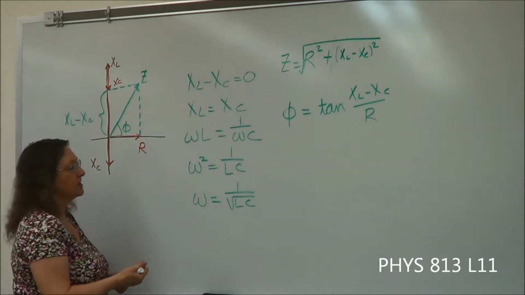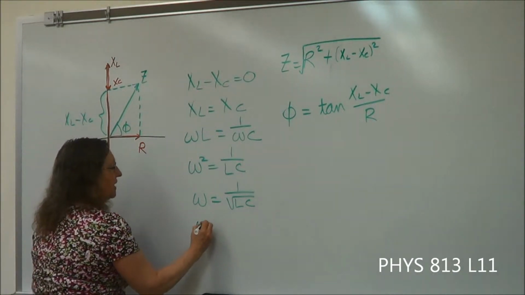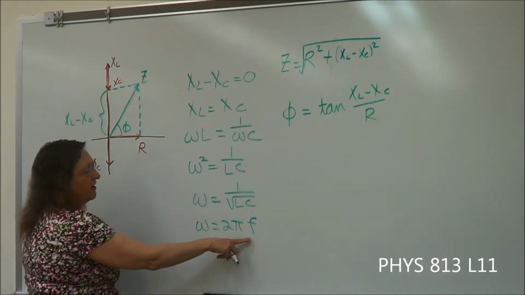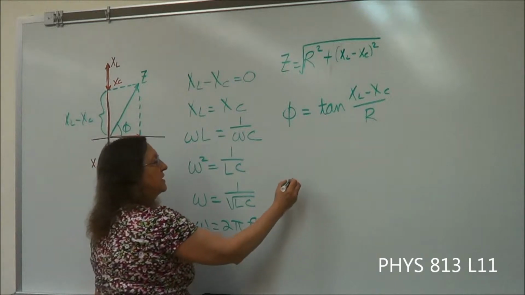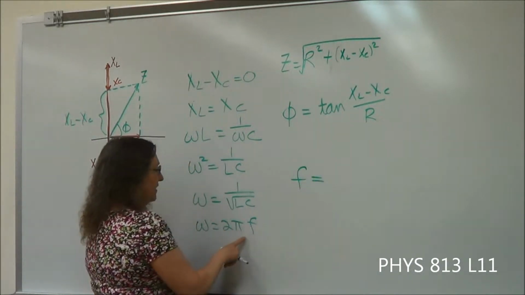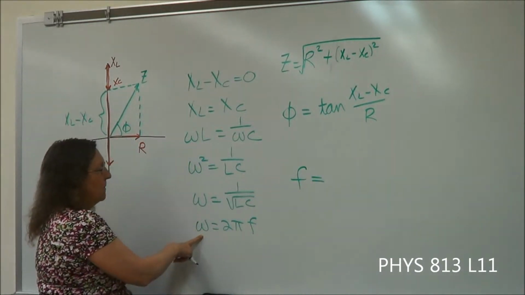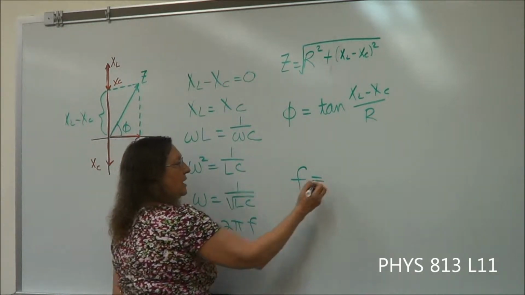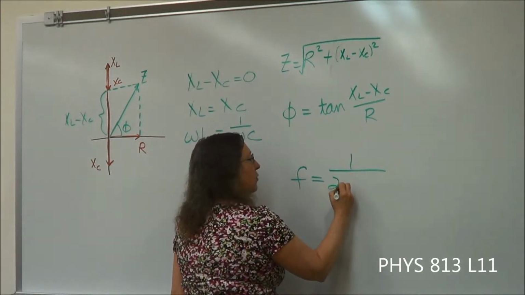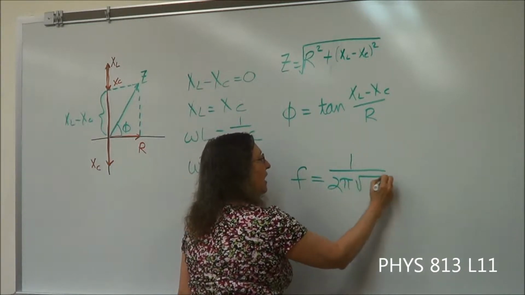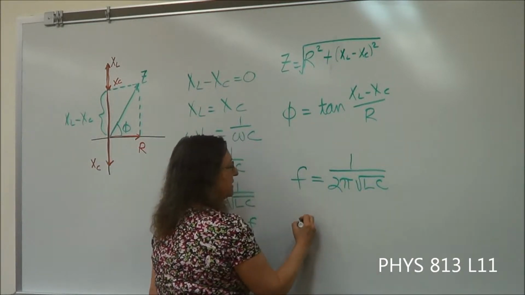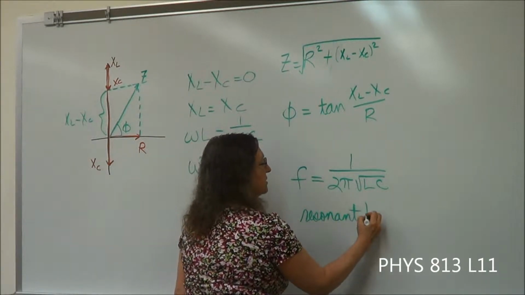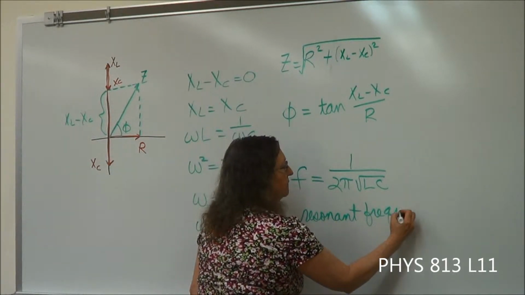And then we also know that omega is 2 pi f. So if we're interested in this frequency, we'll end up with the frequency is omega divided by 2 pi. So that puts the 2 pi here, and we end up with 1 over 2 pi square root of LC. And this is what is called the resonant frequency.